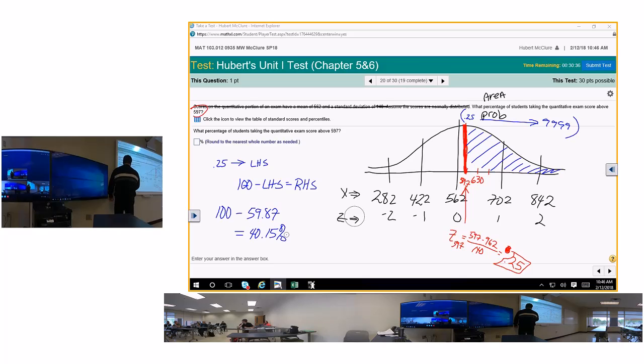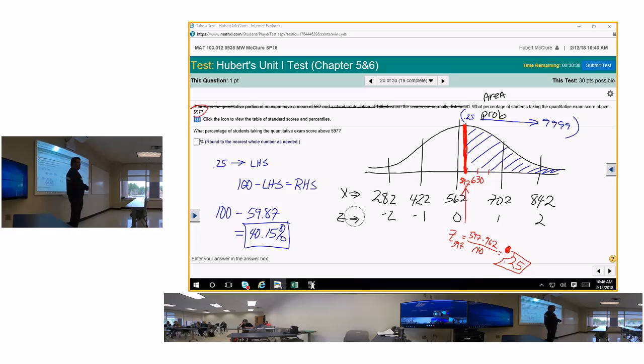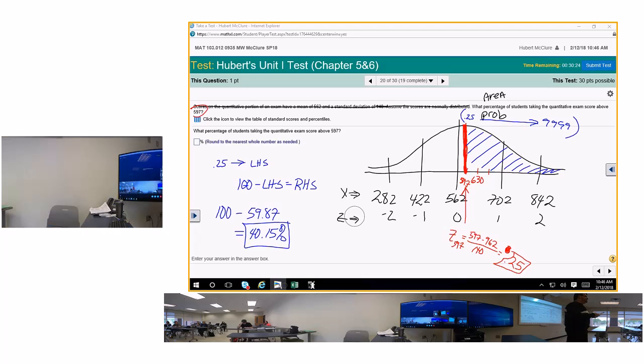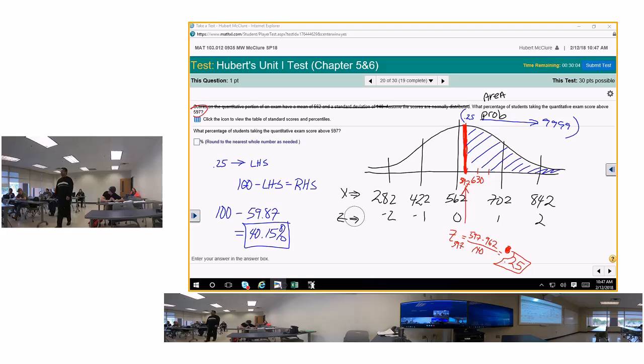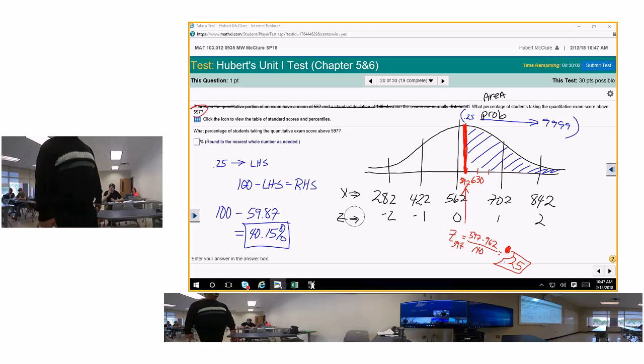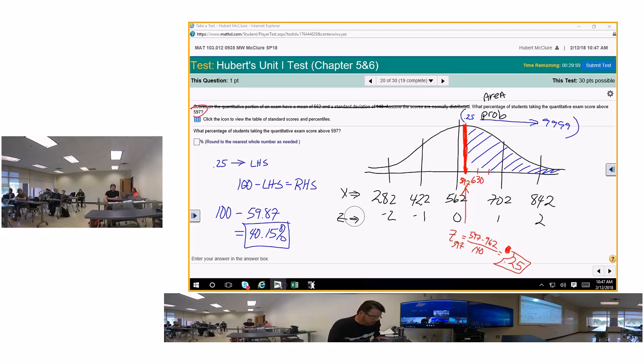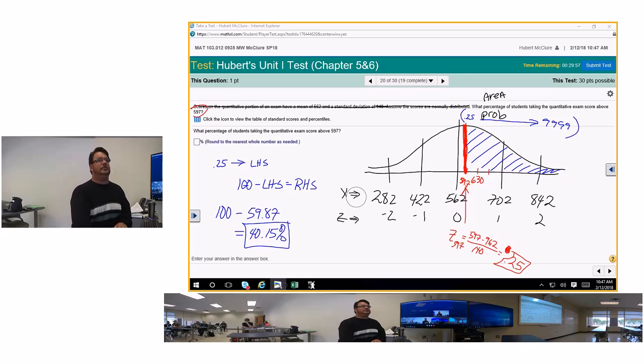40.13%. All right, now somebody take your calculator, which one do we do? The second one, normal CDF or PDF? CDF. Type in CDF and do from 0.25 to 999. What do you get? 40.13. That's probably going to say round to the nearest whole number, and it does. So 40%. 40% score above 597.